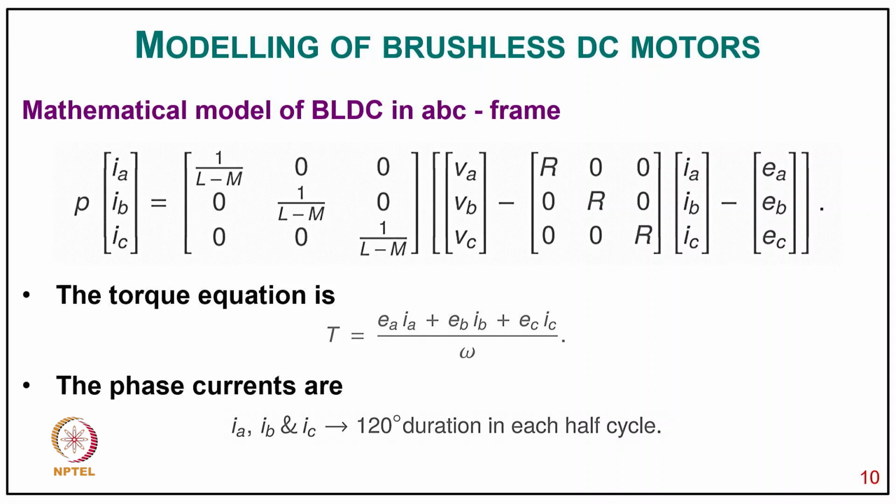multiplied by, in brackets, the voltage vector V_ABC minus the resistance matrix with R on the diagonal and all other elements 0, times the current vector I_A, I_B, I_C, minus the back EMF vector E_A, E_B, E_C. The torque here is T equals E_A I_A plus E_B I_B plus E_C I_C divided by omega, and the phase currents I_A, I_B, I_C have 120-degree duration in each half cycle.